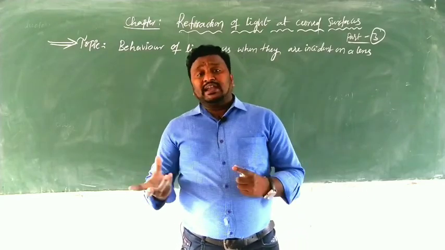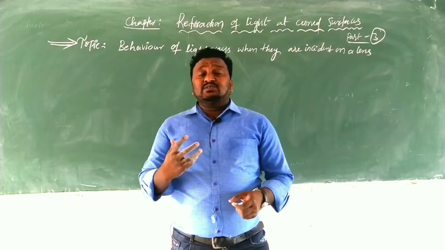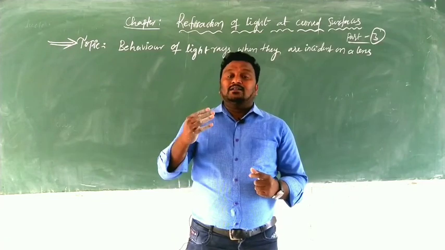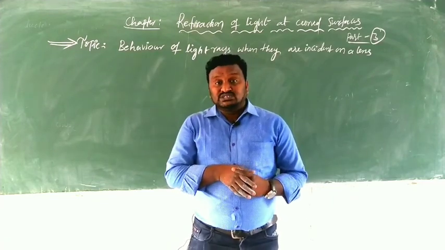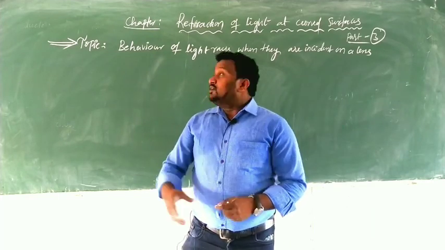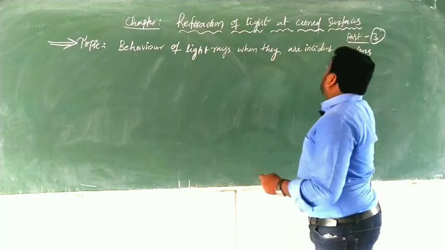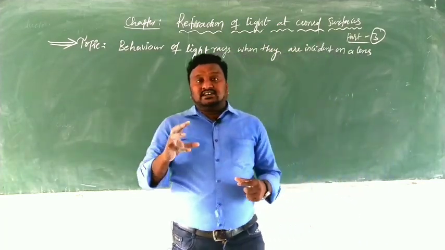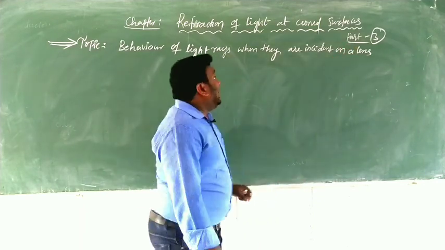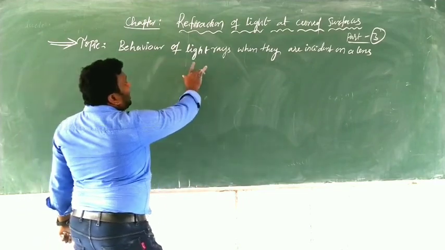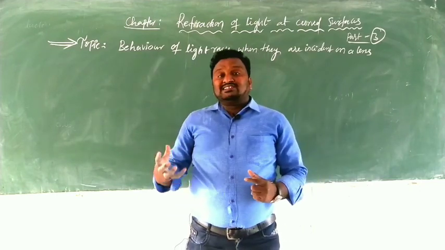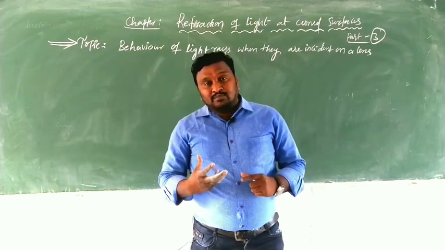In the previous video I explained how light rays behave when they are incident on curved surfaces. So children, we are discussing the chapter, refraction of light at curved surfaces. This is the third video regarding the theory classes, part 3. And today our topic is the behavior of light rays when they are incident on lenses.